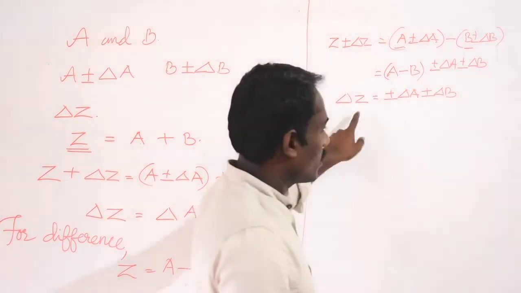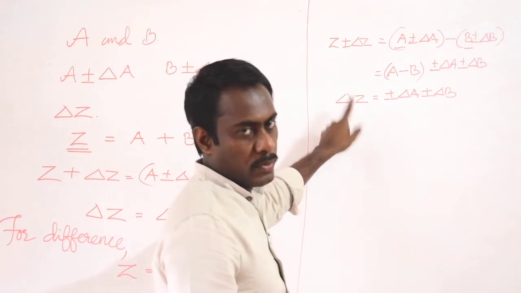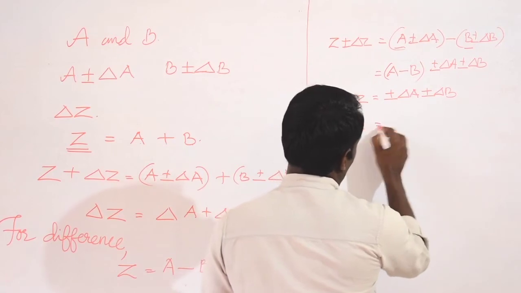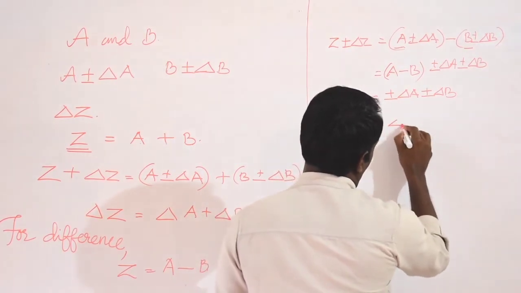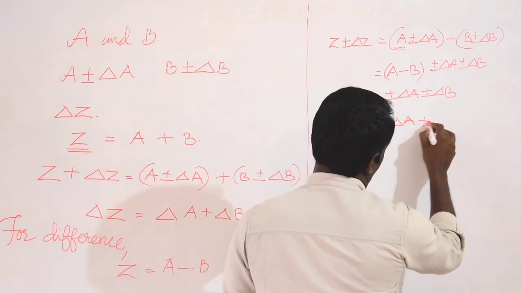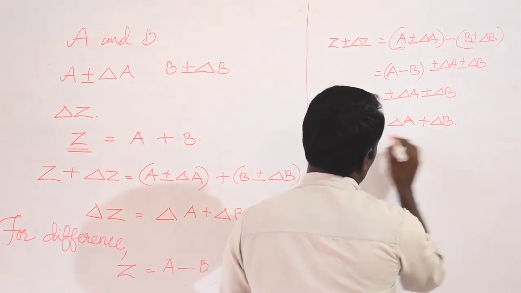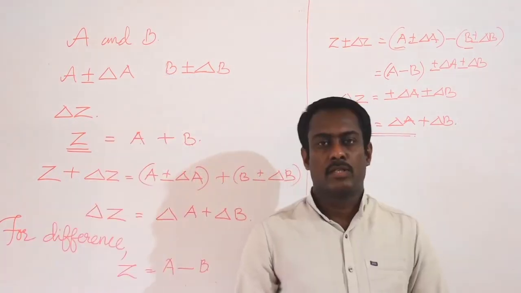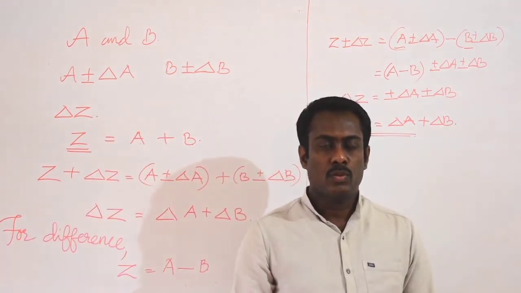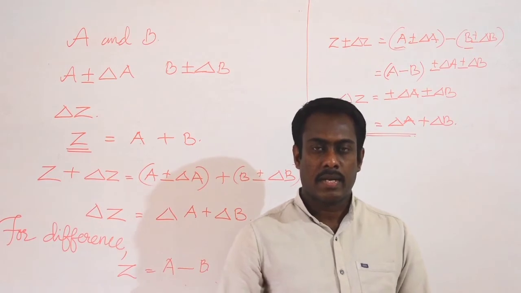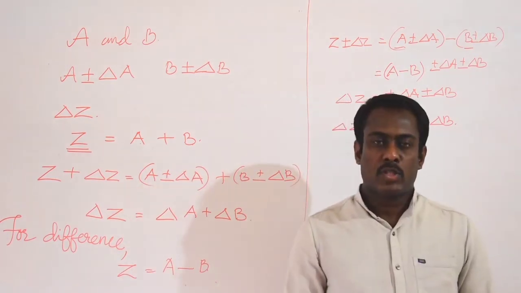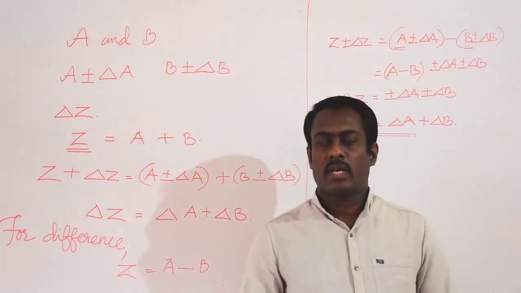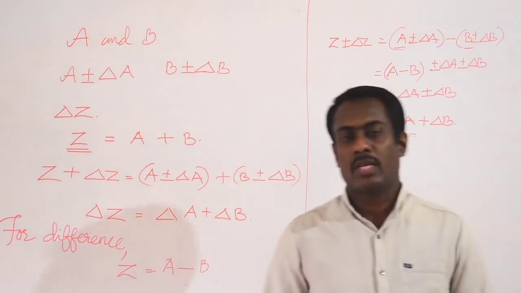Then the maximum possible value for the absolute error delta Z is equal to delta A plus delta B. Hence, the rule is: when two different quantities are added or subtracted, the absolute error in the final measurement is the sum of the absolute errors in the individual quantities.